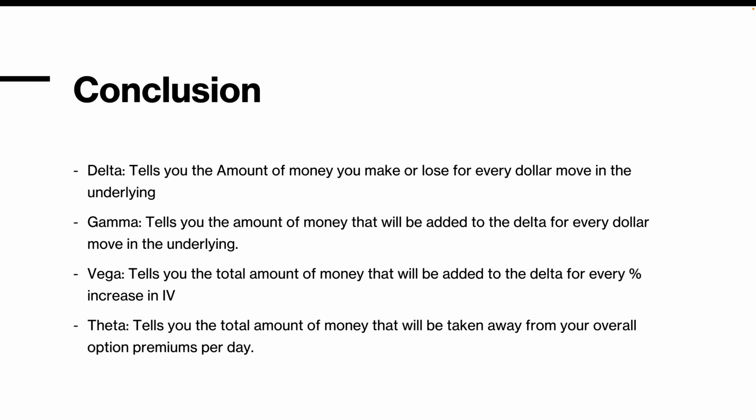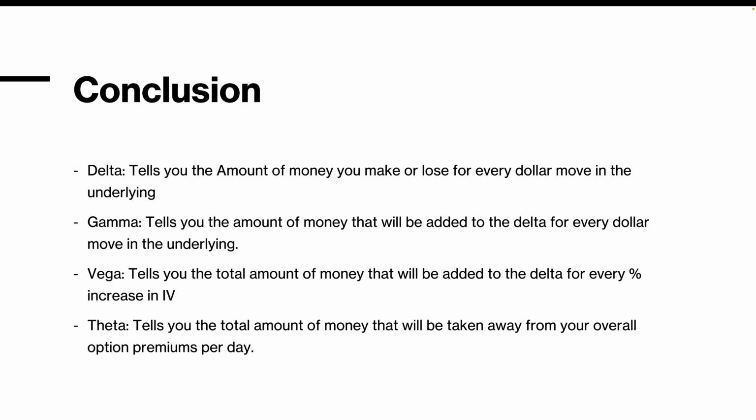And IV changes for every single stock as well. So for each contract or all the contracts, as long as it's of the same strike, then yeah, it's the same for all the contracts. If you have different strike prices on the same stock, different strike prices will have different Vega and different IV.